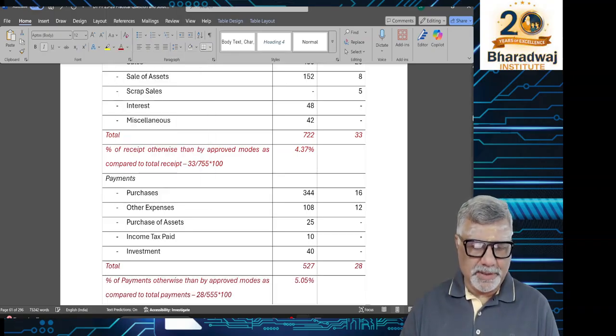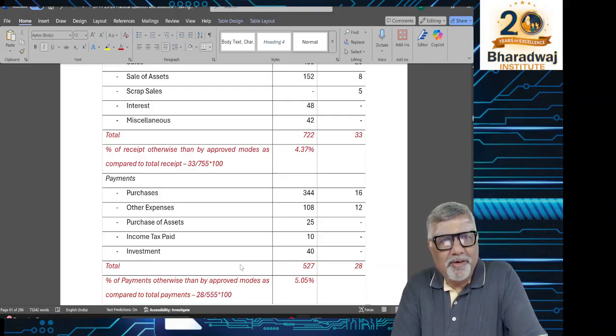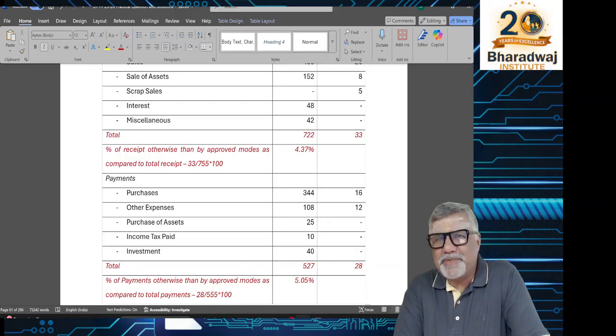So audit becomes mandatory because payment has exceeded 5%. The turnover limit is 1 crore. Actual turnover is 5 crores. Okay, so audit becomes mandatory.